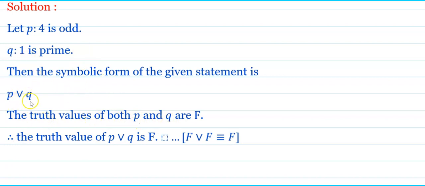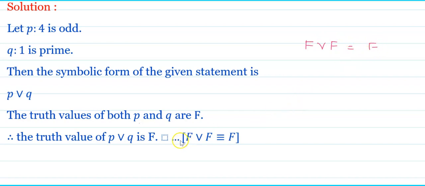Here the symbolic form is P or Q. But 4 is odd, it is F. Okay, 4 is not odd, it is an even number. And next, what does he say? 1 is prime. 1 is not prime, and again it is F. Therefore the truth value of P or Q is F, because it will be F or F. F or F means what? Both are false and then again it is F.